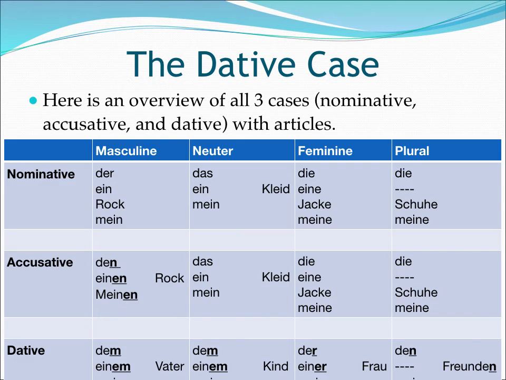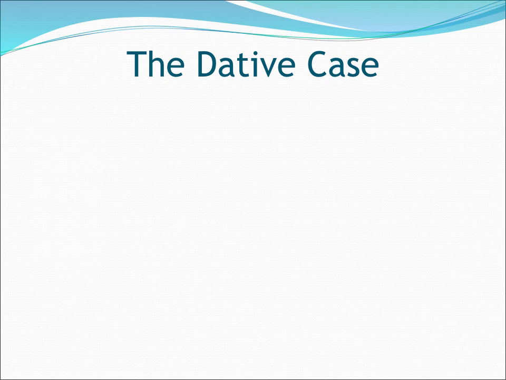So here's an overview of all of your cases. If we have der Rock, ein Rock, mein Rock, the skirt. Der Rock ist rot, the skirt is red. Ich kaufe den Rock, I'm going to buy the skirt. Ich kaufe meiner Mutter den Rock. I'm going to buy that skirt for my mother.